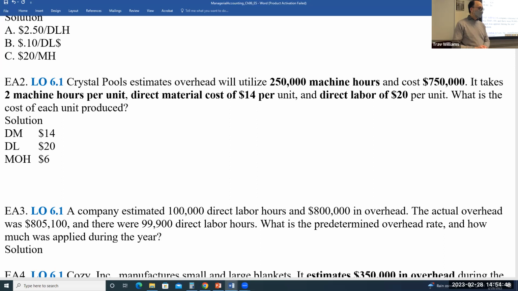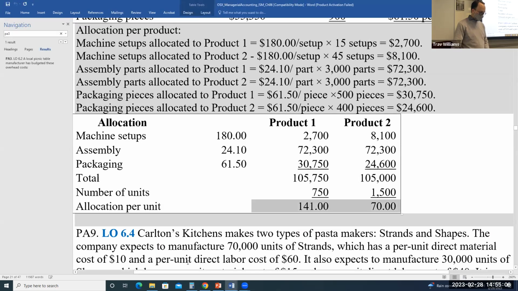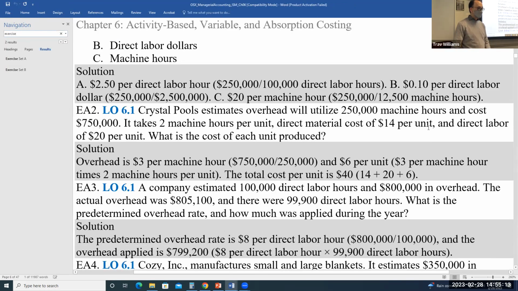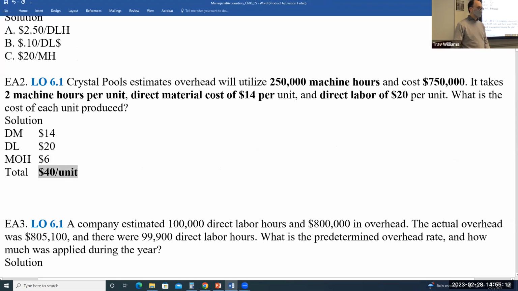Okay, so now we can add it all up. And I think we get $40, right, as our total. $40 per unit. Is that what everybody got? Yep, $40. Okay. Any questions?